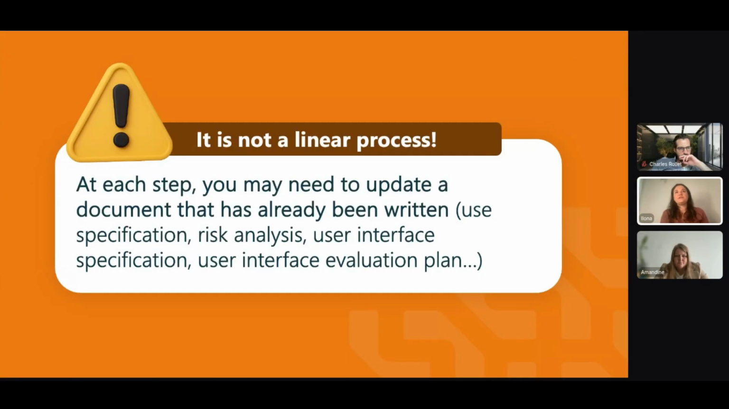And also be very careful because it's not a linear process. At each step, you may need to update a document that has already been written. For example, you do a formative evaluation, you discover new risk, you update your risk analysis, etc. It works for the use specification, the risk analysis, the user interface specification, the evaluation plan. It's really a living process. Even if you wrote something, you may go back to it through the steps.